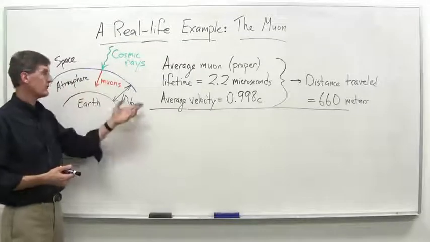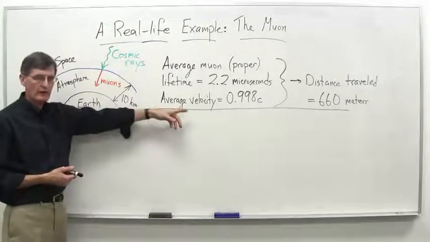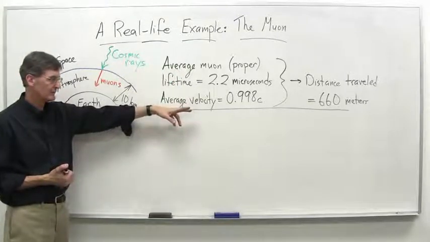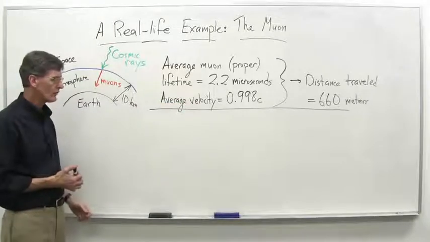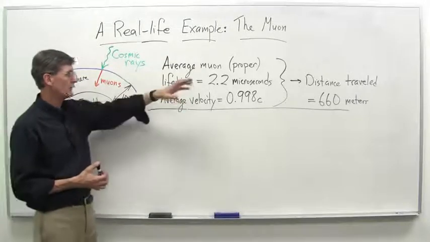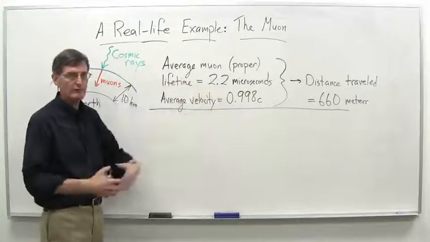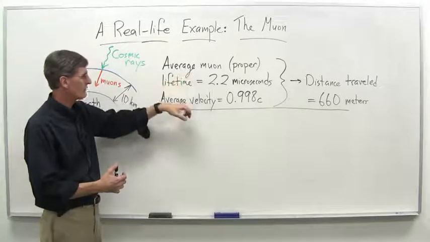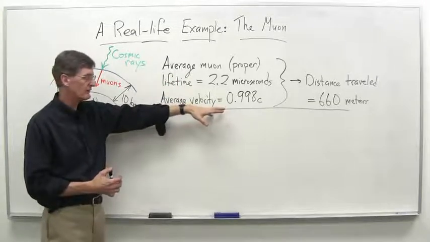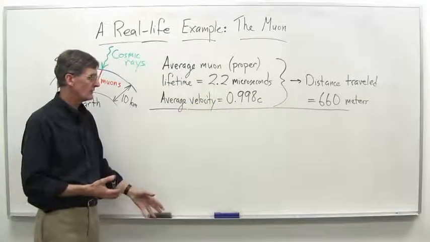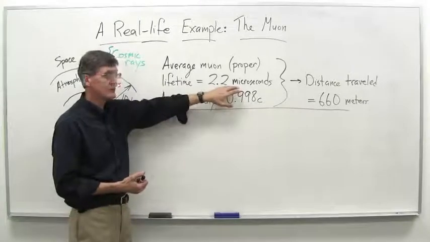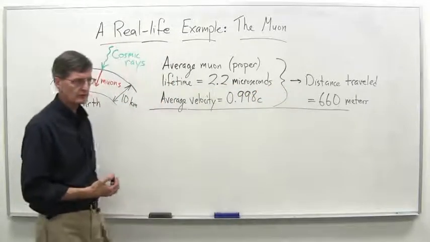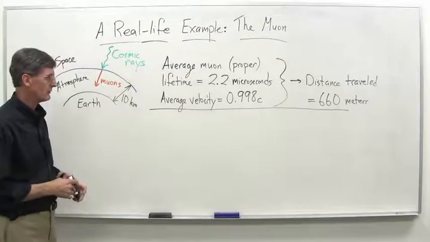Also, the average velocity of these muons created is very, very high, 0.998 times the speed of light. So not quite the speed of light, but very, very close to it. Given that we know its lifetime, how long it's going to exist before it decays into other particles, just spontaneously on average, and also its velocity, 0.998 c, you do a little calculation. It's traveling very fast, but it's not existing very long. And so the distance traveled comes out to be about 660 meters.